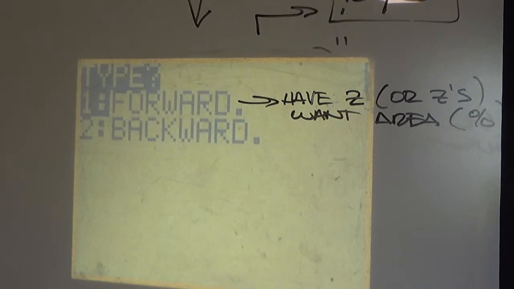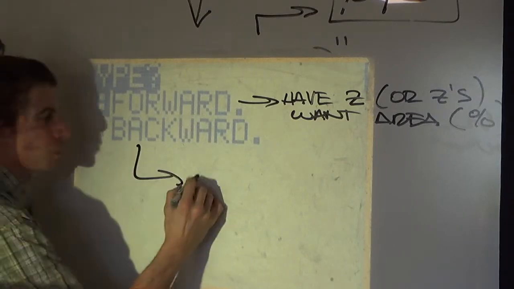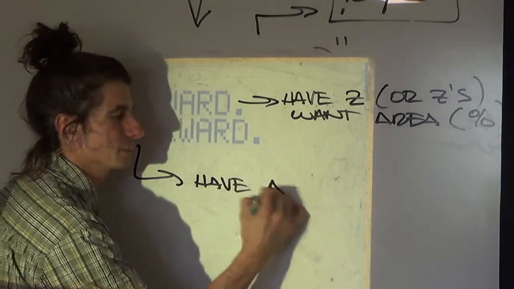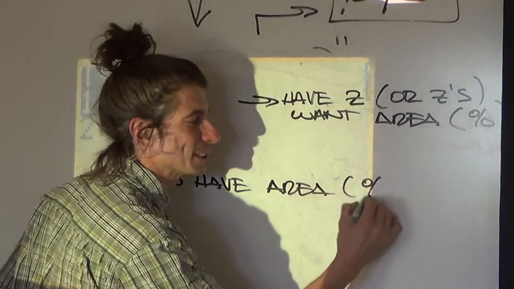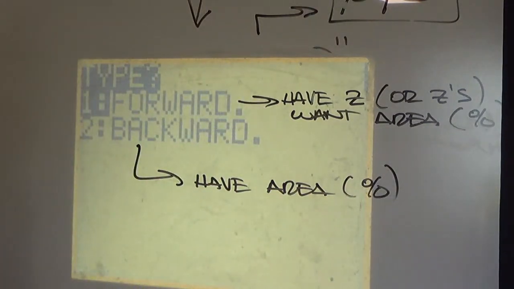What percent of the curve is between -1 and 1? You've got the z's, you need the area. That's a forward problem. What percent of the curve is below 0? Half, 50% of the curve. It's still forwards because you knew 0 was a z-score. What did Veronica go and do? She asked me a backwards problem. That's when you have the area or the percentage, and you want the z-score.